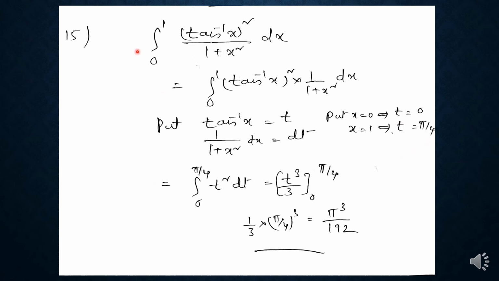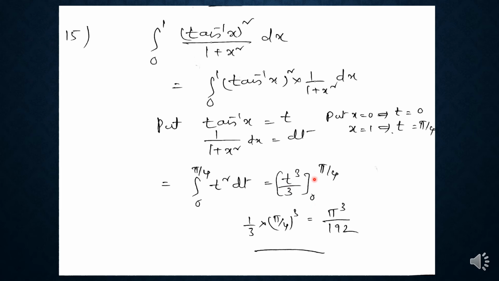Now the given integrand becomes integral 0 to pi by 4, and (tan inverse x) whole square can be written as t square, because tan inverse x is equal to t. So this becomes t square into 1 by 1 plus x square dx, which can be written as dt. So integral t square dt. By using the formula integral x to the power of n dx is equal to x to the power of n plus 1 by n plus 1, we get integral t square dt is equal to t cube by 3 from 0 to pi by 4.